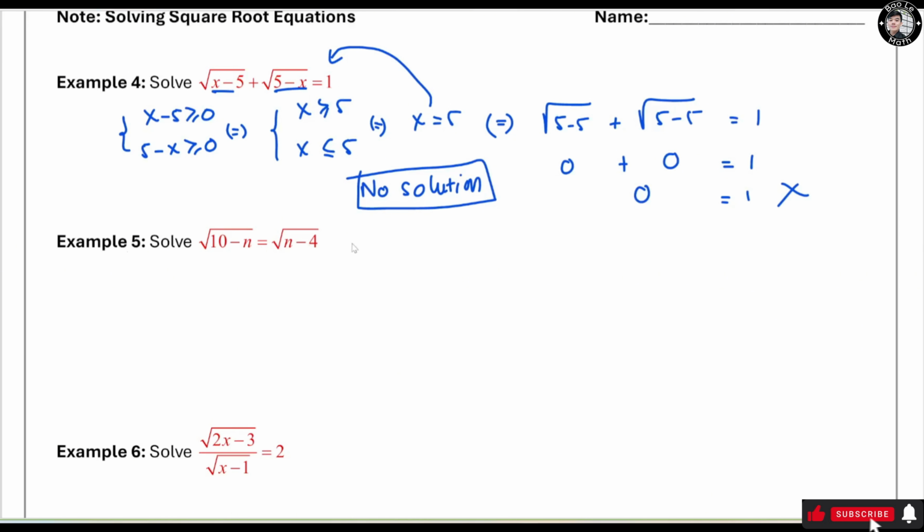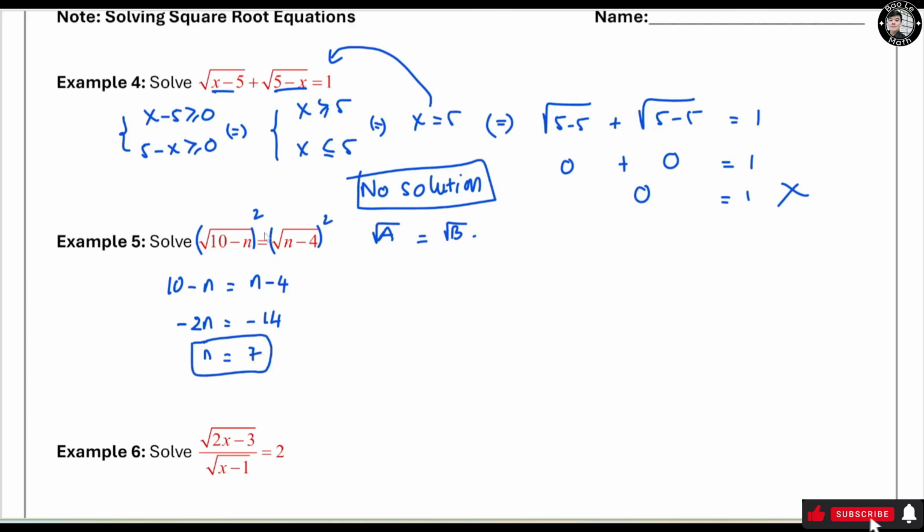Now example number 5. This one is the type square root of a equals square root of b. Now we square both sides, it's going to be 10 minus n equals n minus 4. Now we're going to subtract n both sides and subtract 10 both sides. It could be negative 2n equals negative 14, right? Divide both sides by negative 2, so n equals 7, right?